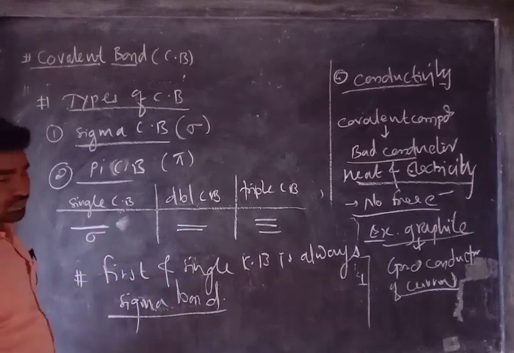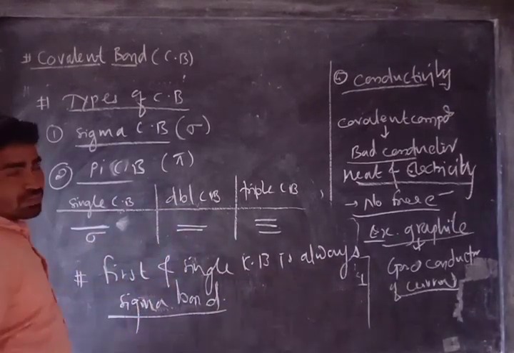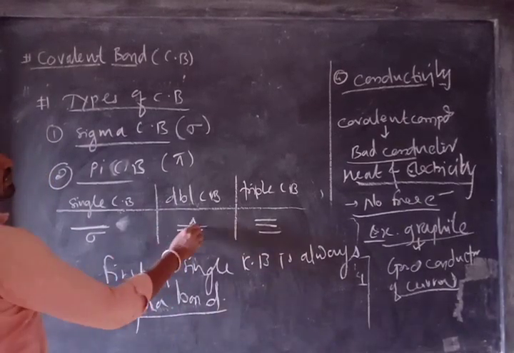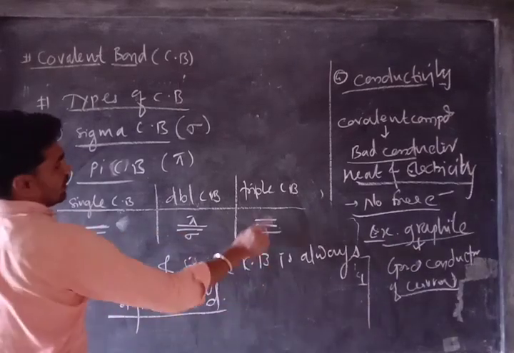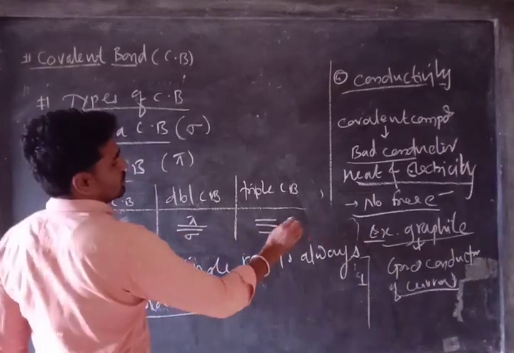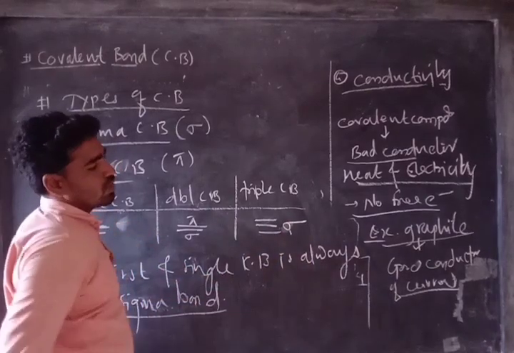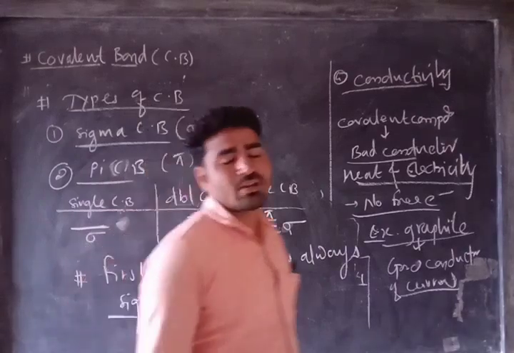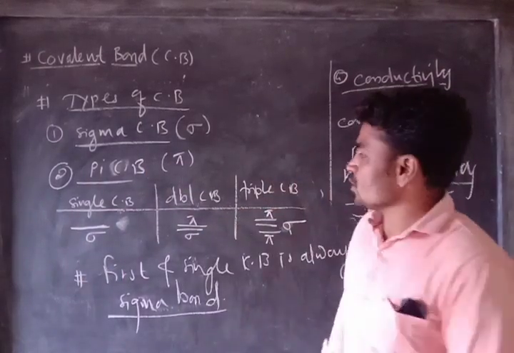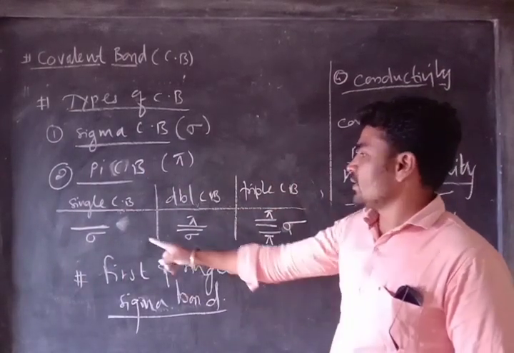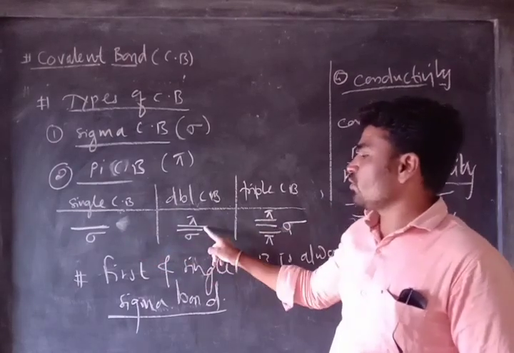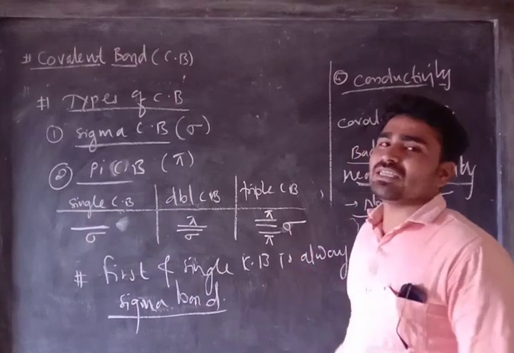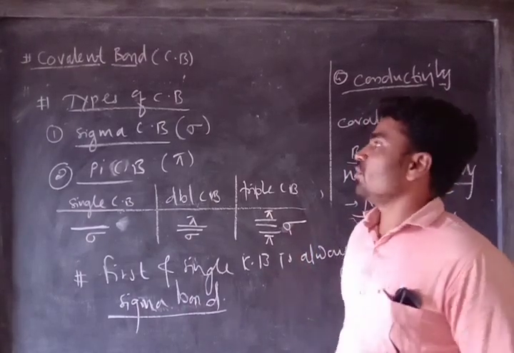Now there is a double bond. The first bond must be formed before forming the double bond, so the first bond must be sigma and the second must be pi. In the triple covalent bond, the first bond must be sigma and the remaining two bonds must be pi bonds. So in this way we can say that a single bond is a sigma bond. In a double bond, one is sigma and the other is pi, and in a triple bond, one is sigma and the other two are pi bonds.